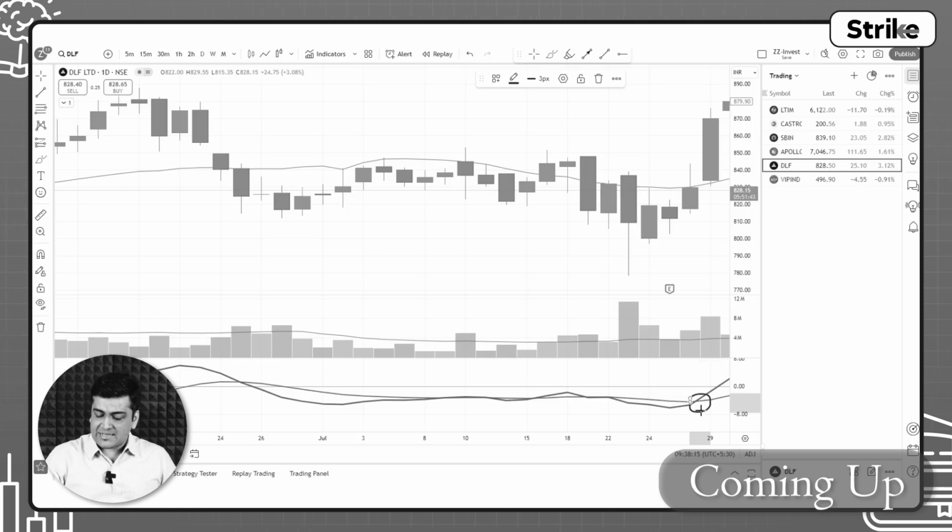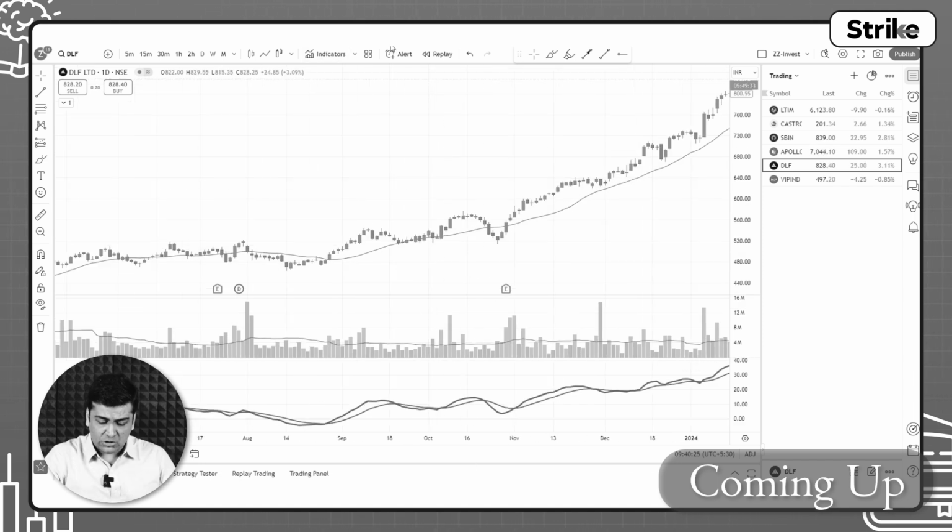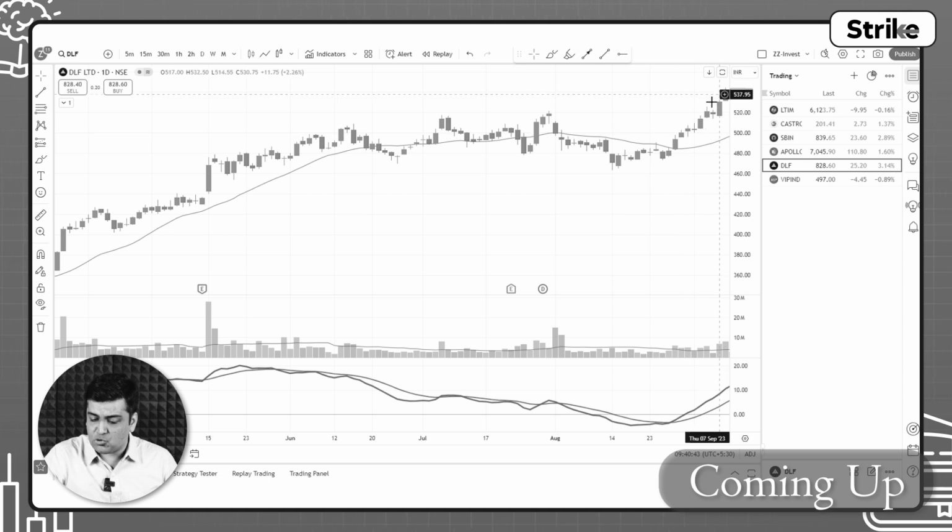So this is where a buy signal was generated. Price is slightly closed above the 20-day simple moving average. How to place this? We need a crossover below the zero line, not above the zero line. From 495, the prices rose up to 540. In 3-4 days, a good amount of money could also be made in DLF.